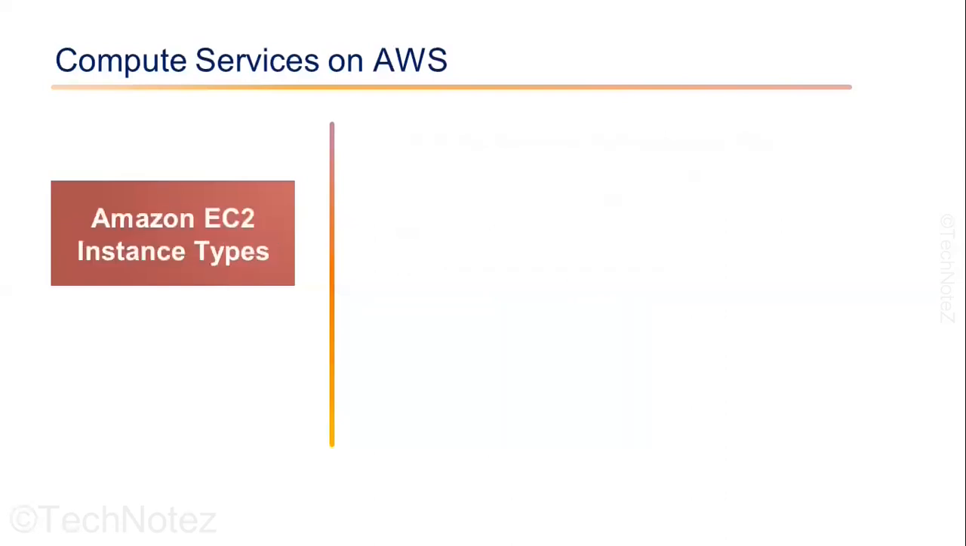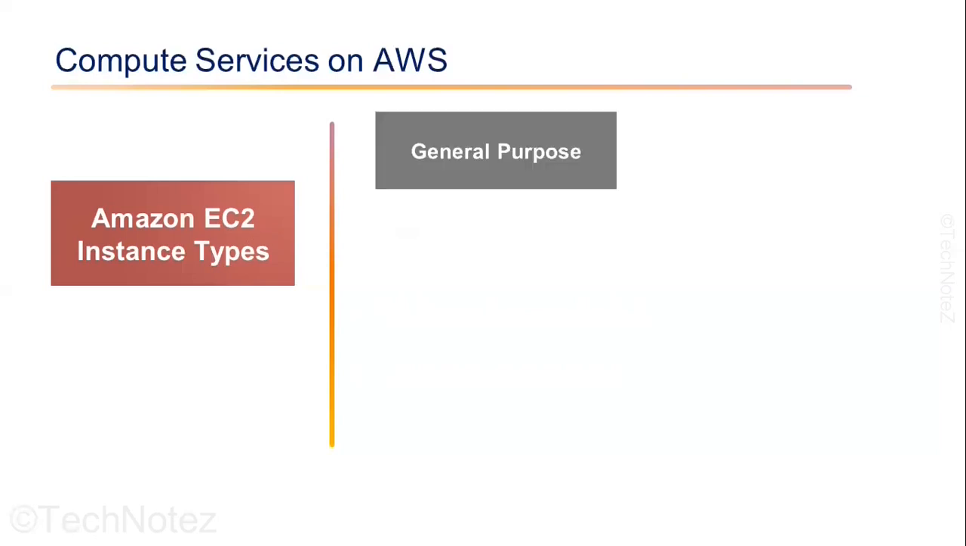AWS offers different types of EC2 instances. Customers may have different use cases. Some need high memory, some require high processing power, some customers need high graphics. So considering the different use cases and requirements, AWS provides a variety of instance types that are optimized for different use cases. The different instance types are grouped into families, and each family is optimized for a different type of workload. The main instance type families are general purpose.